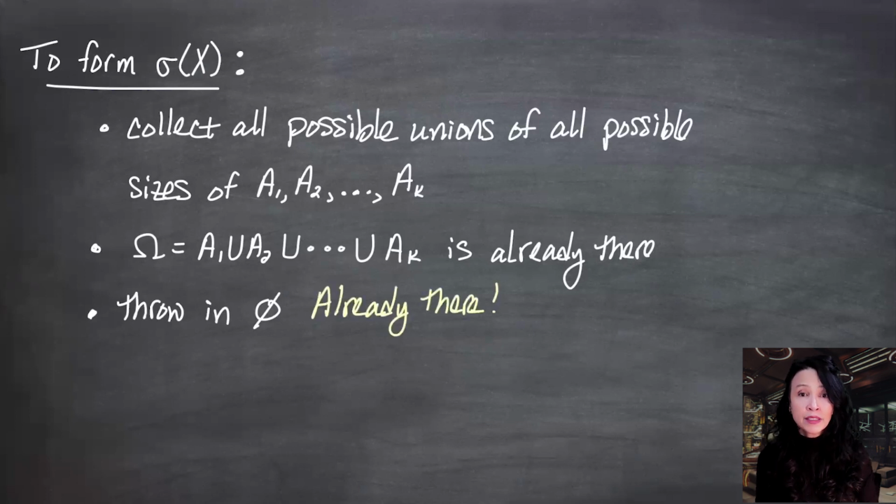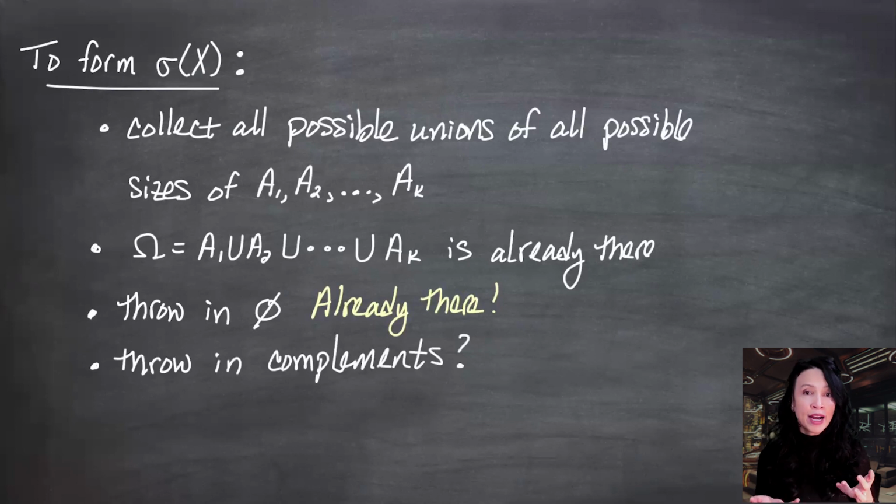And what about complements? Should we throw in complements? Suppose that you pull back a set, and that set that you pull back maybe contains the point little a1 and little a3 and none of the other points. So it pulls back to capital A1 unioned with capital A3. Do you have the complement of that set in there, or do you have to put it in?